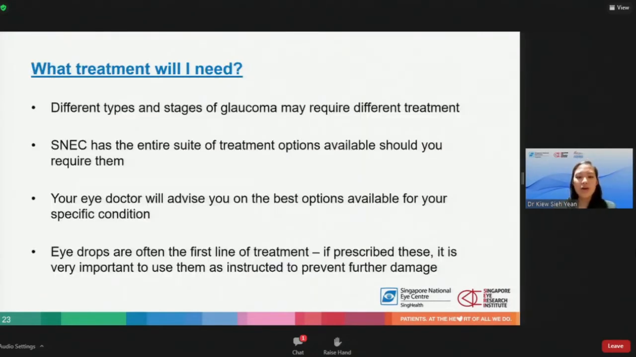When thinking about what treatment might be required, it is important to remember that every individual is different. There are many different types and stages of glaucoma, each of which require different treatment approaches, and what works well for one person may not work as well for another. After a complete evaluation, your eye doctor will advise you on the best options available for your specific condition. The first line of treatment is often eye drops for many of our patients.